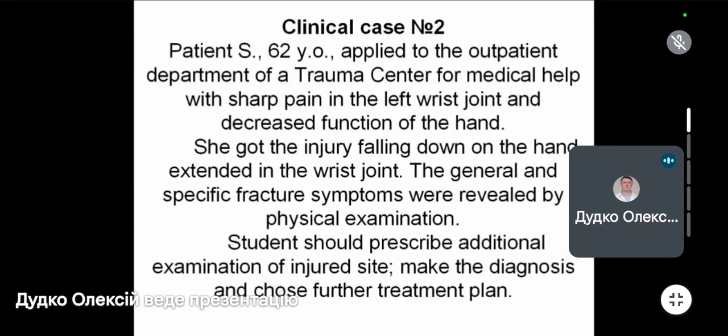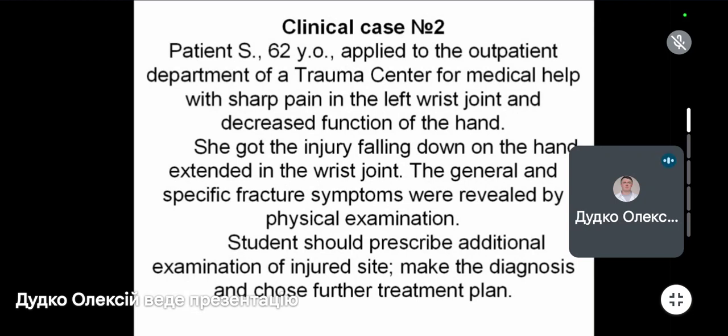Next step, after examining the wrist joint, you can palpate it and try to move it. The patient will tell you that it's very painful. But after that, you should tell the main symptoms and additional symptoms for fracture.